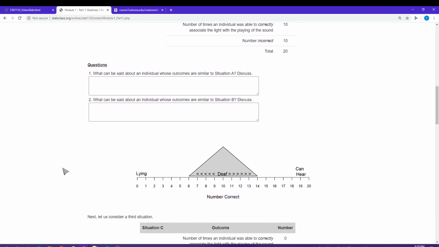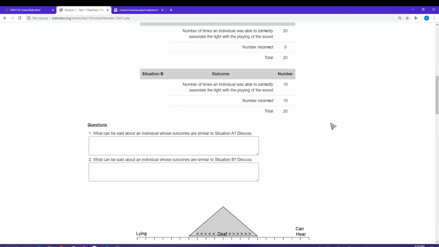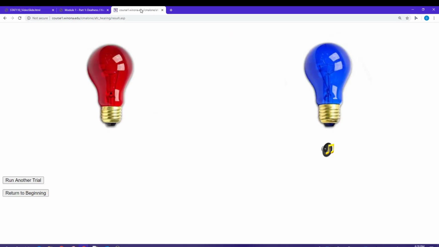Okay. Now, if an individual was able to get all of those correct, so that would be situation A here, the number of times an individual was able to correctly associate when the light was being played. So if they were able to get all 20 of those correct, then I'm going to assume that they can hear.